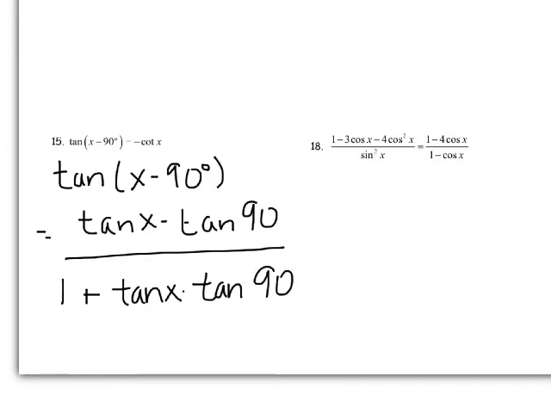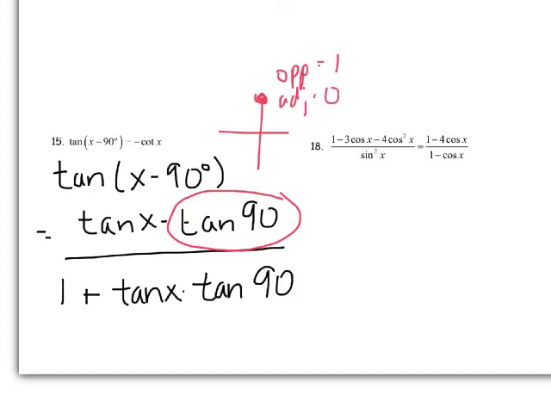Now the problem occurs right here. If you try to evaluate tangent of 90 degrees, the opposite is 1 and the adjacent is 0. So opposite over adjacent is undefined, and you cannot add or subtract with undefined. So this is basically like a hold still. You can't go any further using this as your method, so you have to find a different way to do this problem.